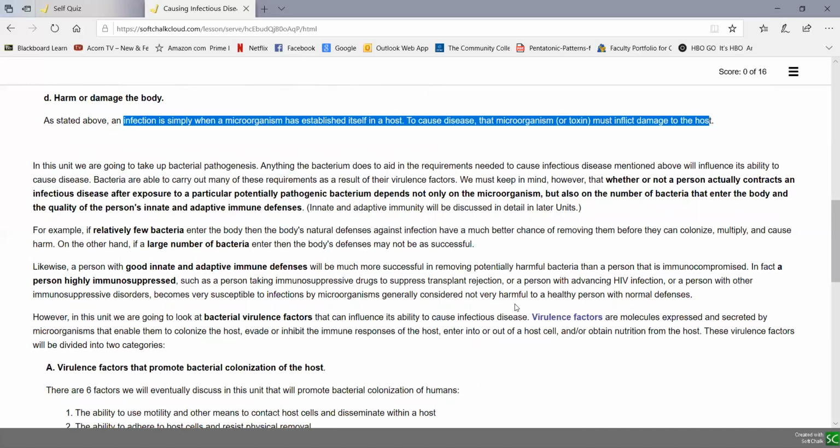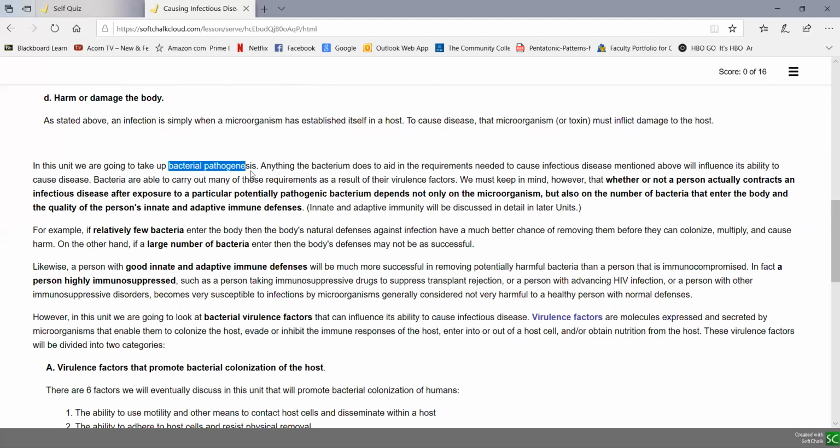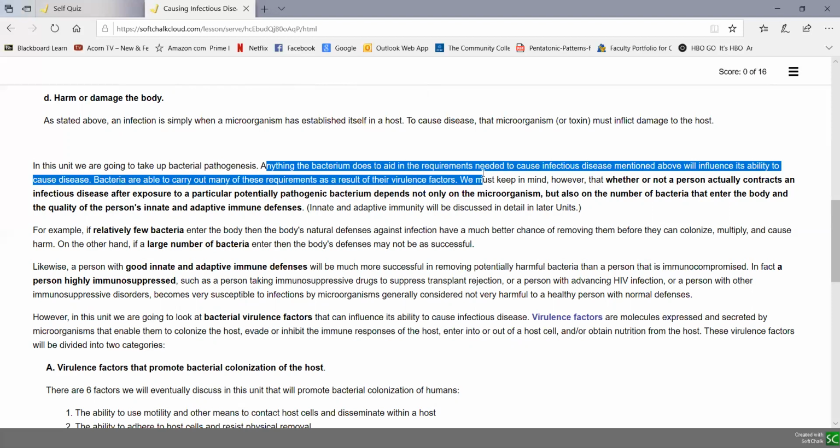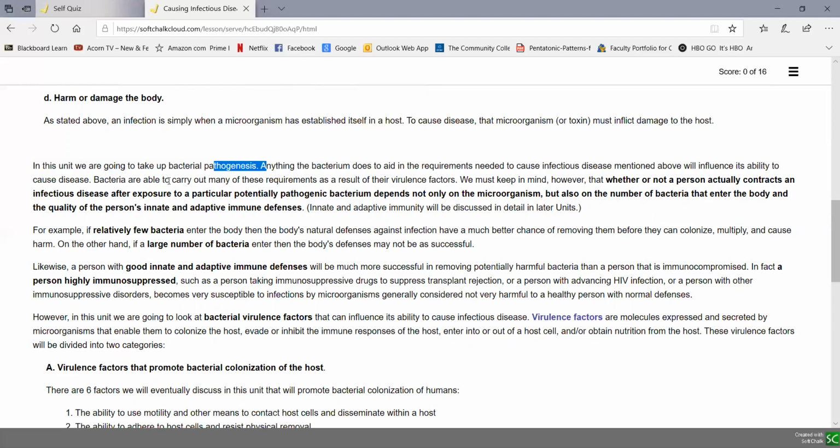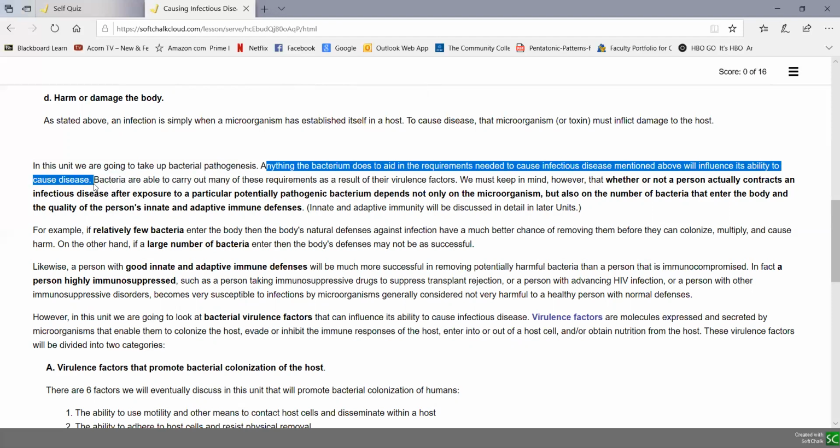So what we're going to talk about in all of Unit 3 is bacterial pathogenesis. Anything a bacterium can do to aid in the requirements needed to cause infectious diseases, like those mentioned above, will influence its ability to cause disease. And as we mentioned, bacteria often carry out these requirements as a result of their virulence factors.